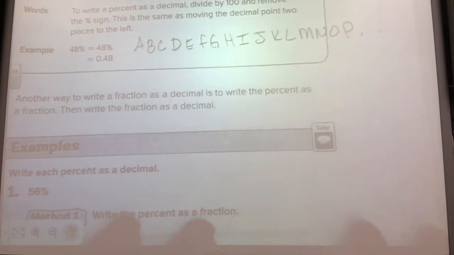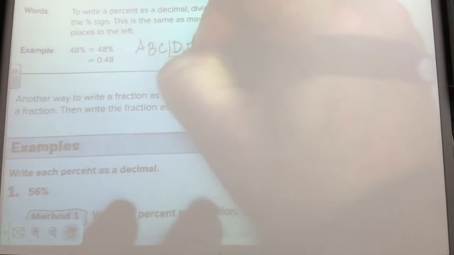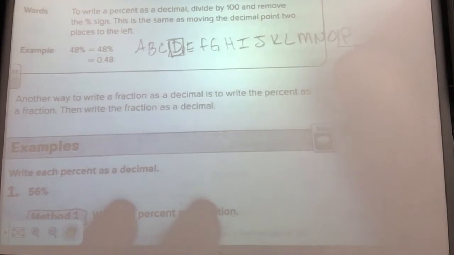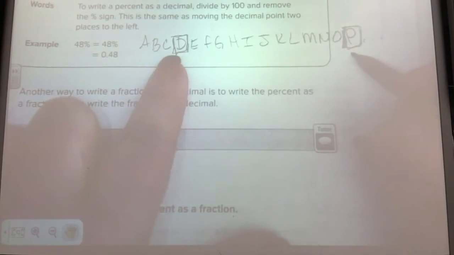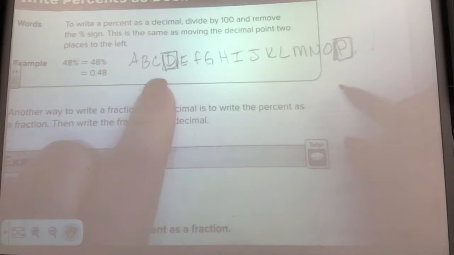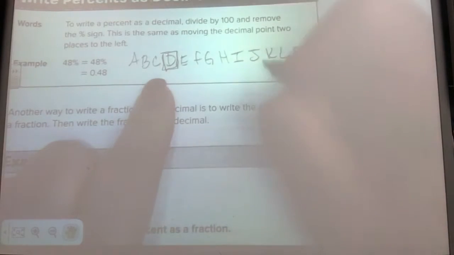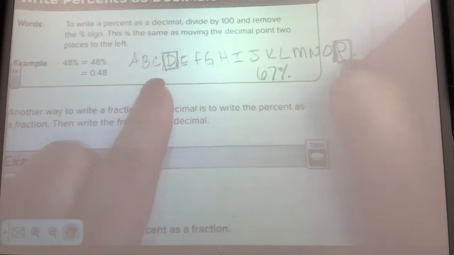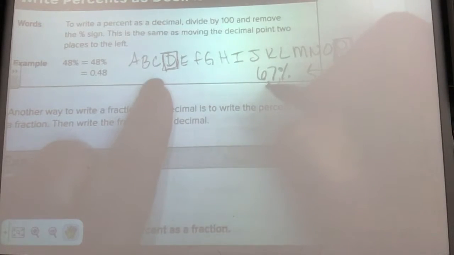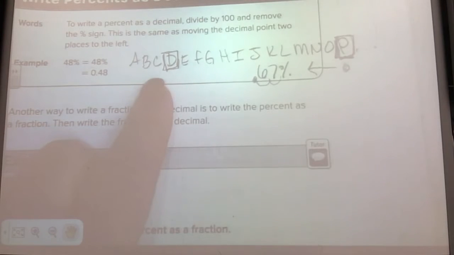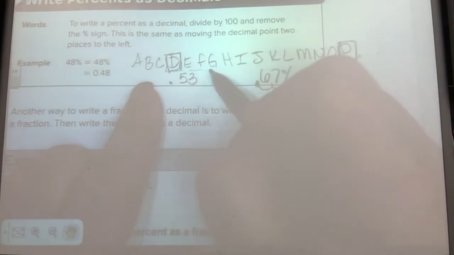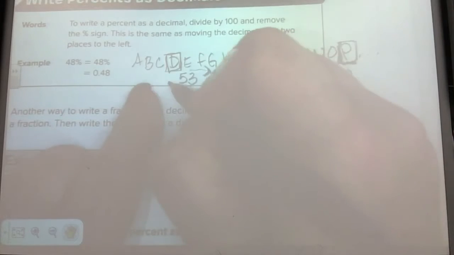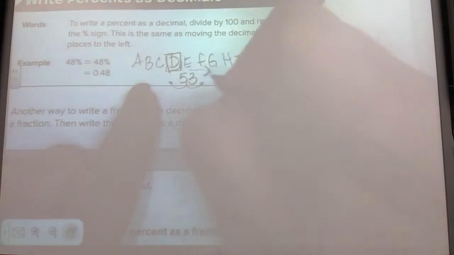Your D is right here, and your P is way over here to the right. All you have to remember is D before P. D comes before P in the alphabet, right? So when you have a percent, P, let's say we have 67%, and you want to go to a decimal, you have to move 2 places to the left, and it would be 0.67. If you have a decimal, let's say 0.53, and you want to make it a percent, you go to the right in the alphabet, so you go to the right 2 places. It's always 2 places, and it would be 53%.